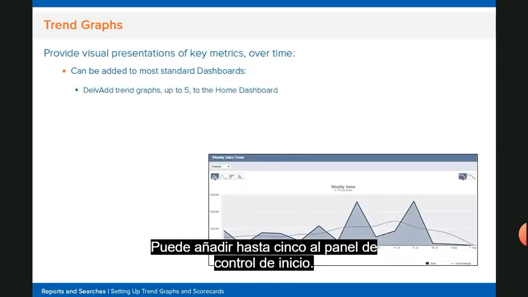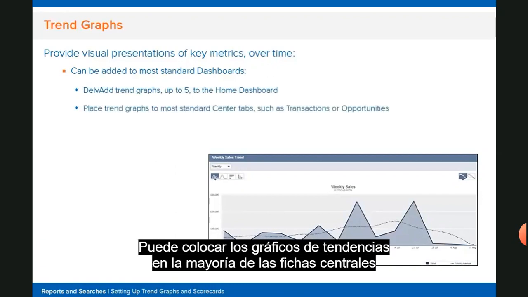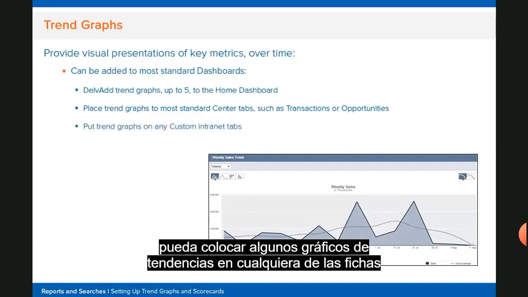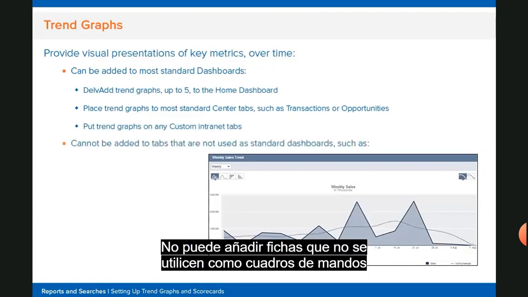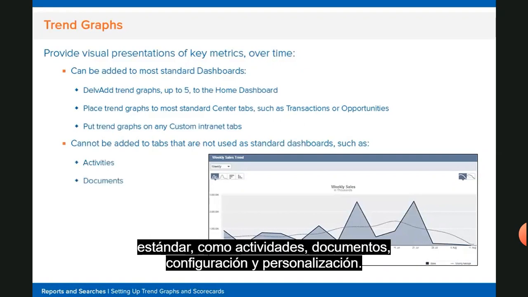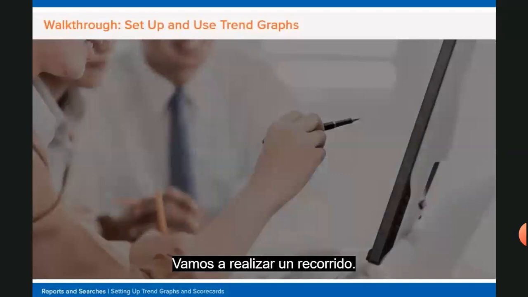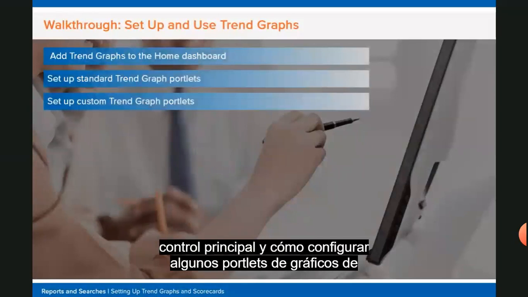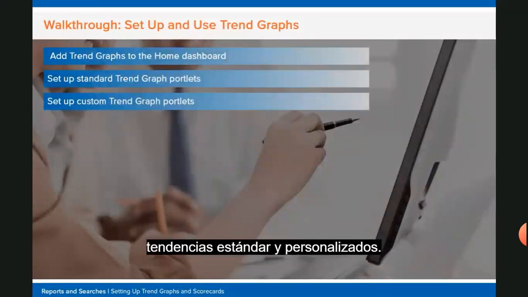You can add up to 5 to the home dashboard. You can place trend graphs on most standard center tabs, such as transactions, opportunities. You may be able to put some trend graphs on any of your custom tabs as well. You cannot add tabs that are not used as standard dashboards, such as activities, documents, setup, and customization. Let's do a walkthrough. I'll show you how to add some trend graphs to the home dashboard and how to set up some standard and custom trend graph portlets.